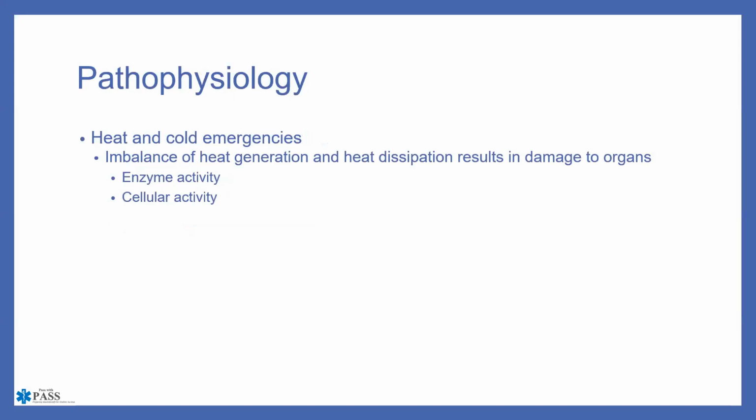vasodilation. So if we have heat and cold emergencies, basically what we're going to have is an imbalance of the heat generation or heat dissipation, which is going to result in damage to the organs. So we end up getting vessel dilation that helps to cool the body. If we get vessel constriction, that actually helps to warm the body. So your blood vessels are creating a lot of work for themselves to try to just keep you at a homeostatic temperature and something that is comfortable for you.